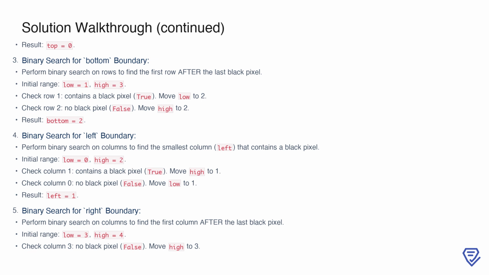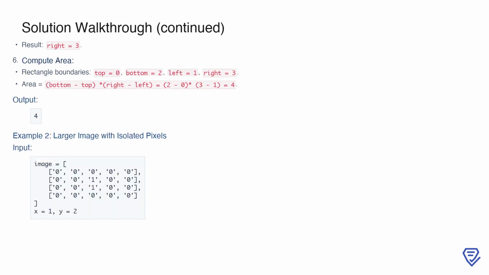Finally, for the right boundary, we search for the first column after the last black pixel. The range starts at low equals 3 and high equals 4. Column 3 has no black pixels, so we adjust high to 3. We now confirm that right equals 3.